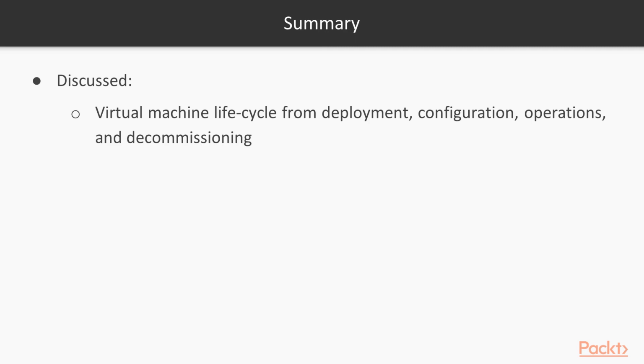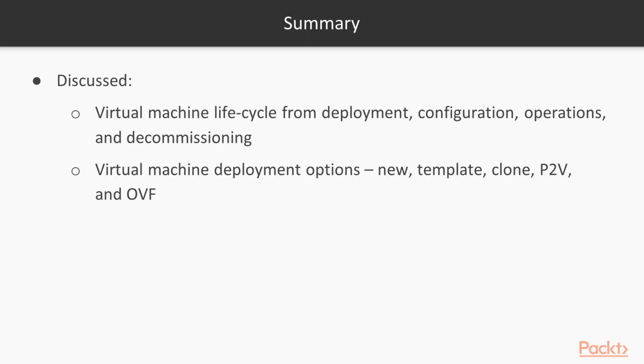A quick summary: we looked at the virtual machine lifecycle from deployment, configuration, operations, and decommissioning stage. We looked at virtual machine deployment options: new, template, clone, P2V, OVF, and finally, reuse of infrastructure resources once the VM is decommissioned. Typically, the VM's memory and CPU are returned to the resource pool. However, the disk may be reused depending on the use case.